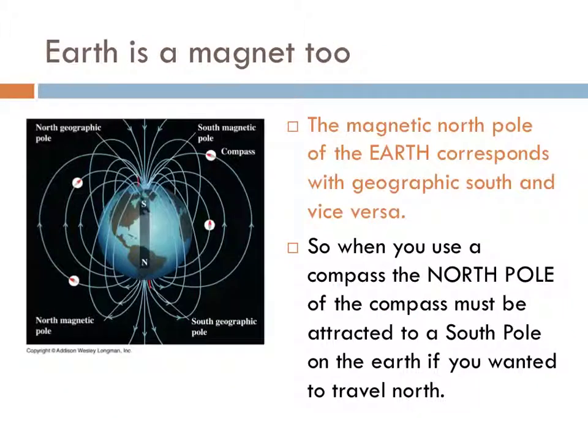If you've ever seen a compass, you know that it has a needle, and one side of the needle is colored and tells you that it's pointing to north. Well, this is pointing to the geographic North Pole, but that's actually the magnetic South Pole. So inside of our Earth, at the North Pole is actually the south part of the magnet, and at the South Pole we actually have the north part of the magnet.